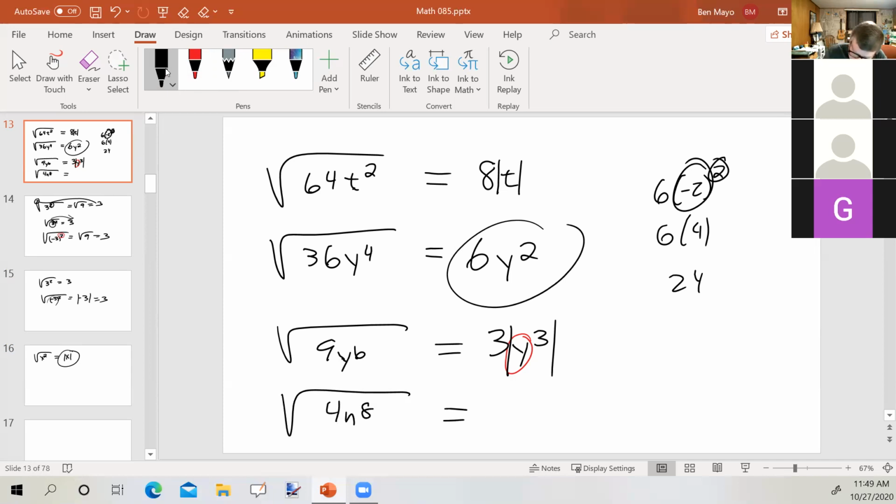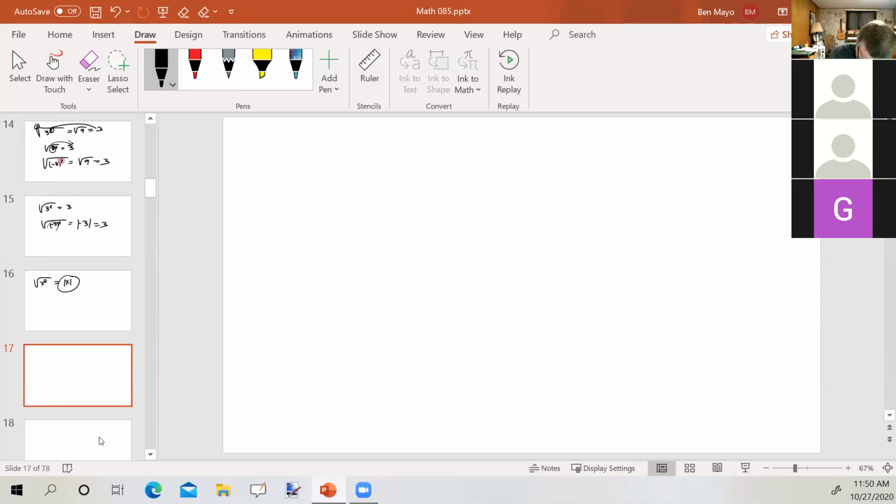What's the square root of 4? 2. What's the square root of n to the 8th power? N to the 4th power. How about here? Do we need absolute value bars here? No. Why not? Because if you were to raise it to the 4th power, you wouldn't square it. Sorry, raise it to the 4th. It's going to cancel out those negatives if there are some. Right. Good job. Okay. How about this?